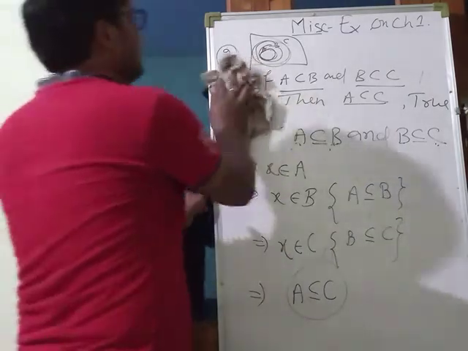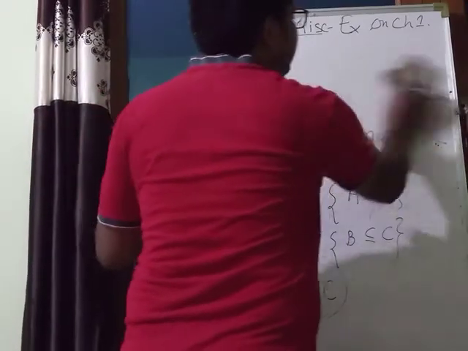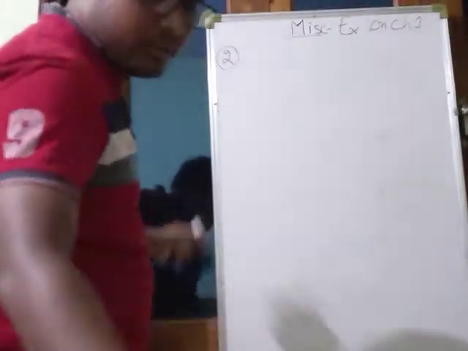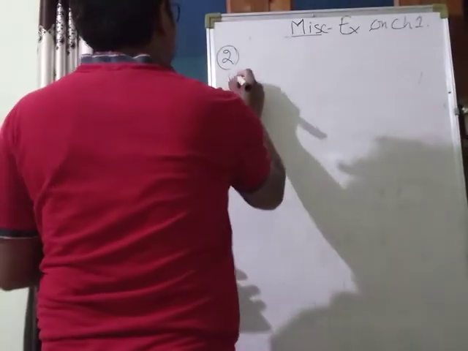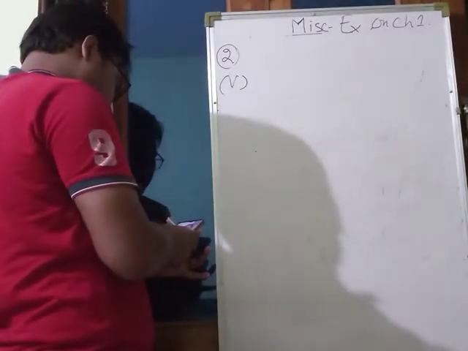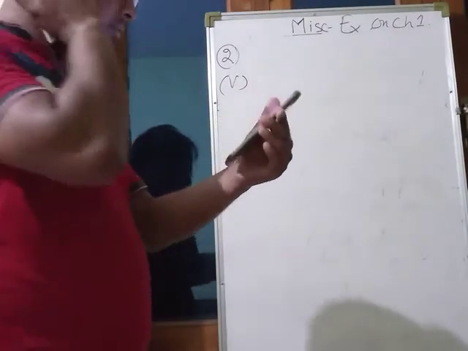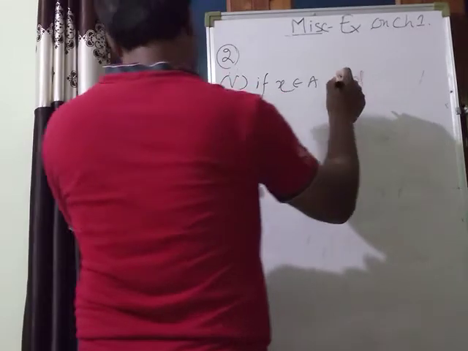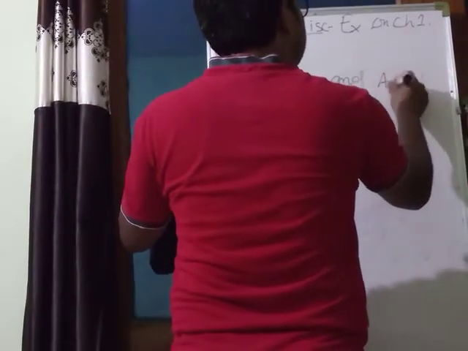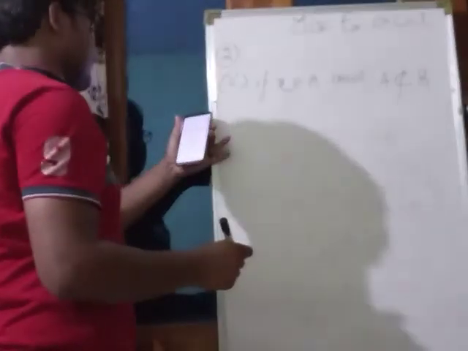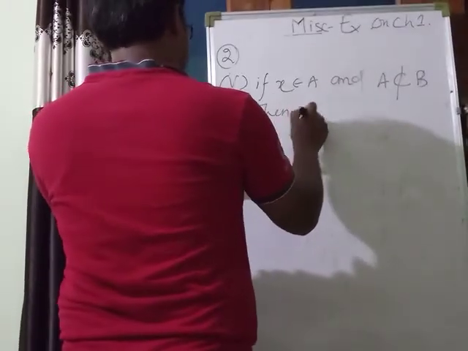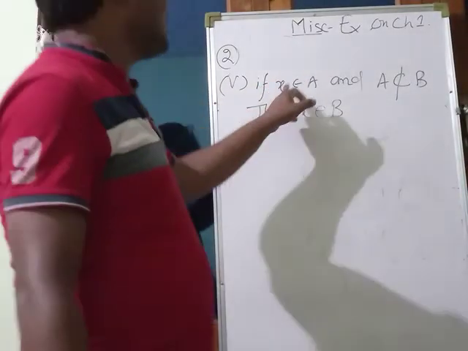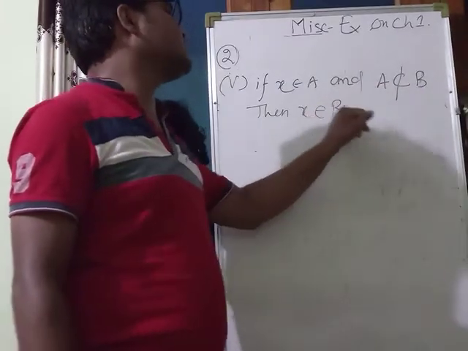Okay? Now fifth one. Read its fifth part. If X belongs to A and A is not subset of B, then X belongs to B. X belongs to A and A is not subset of B, then X belongs to B.